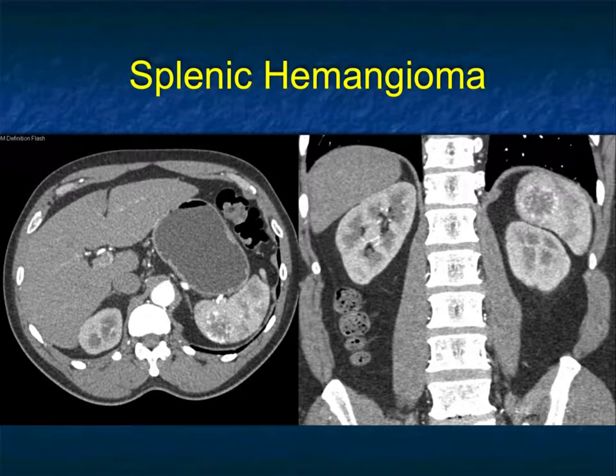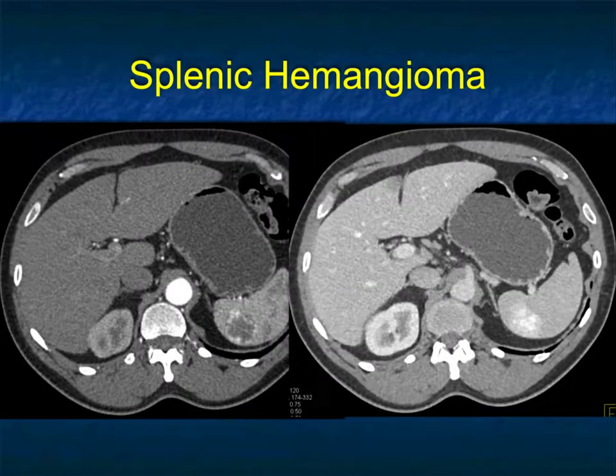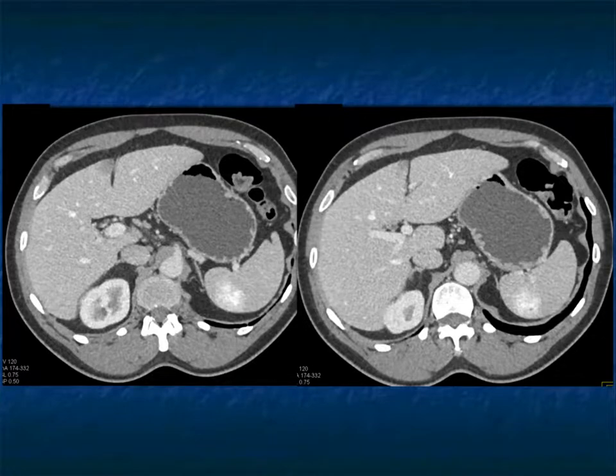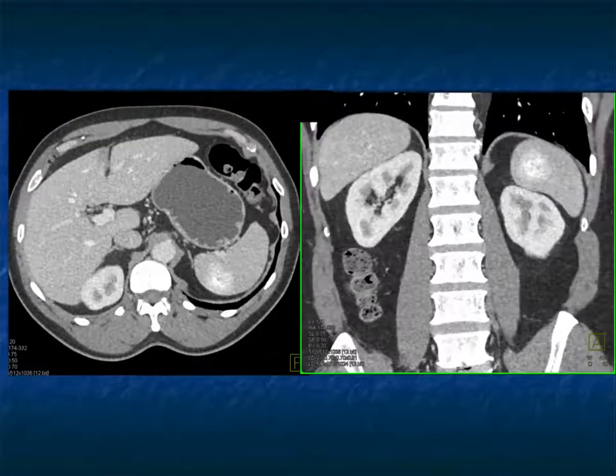Here's another hemangioma in the right lobe or the posterior aspect of the spleen, very vascular. And as you go through it, it washes out over time, though there's still some blush, but the washout would be good for hemangioma. You can see it here again.